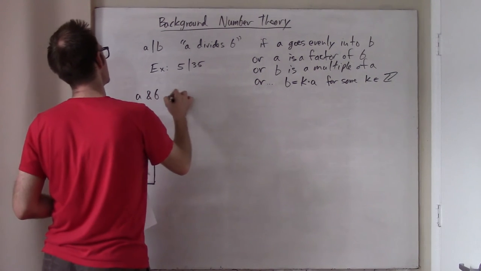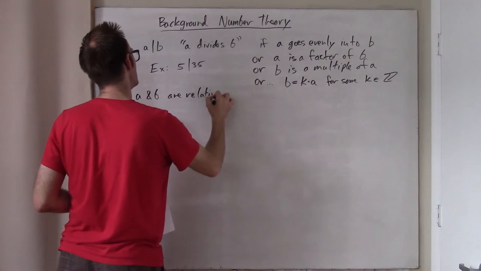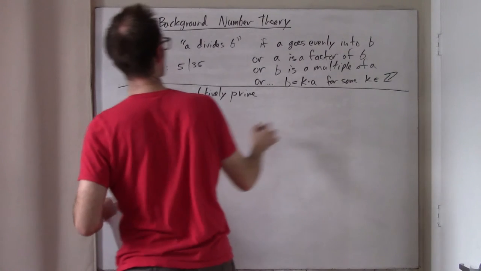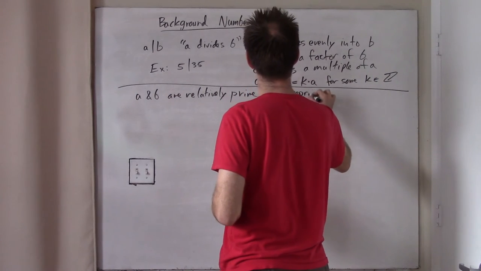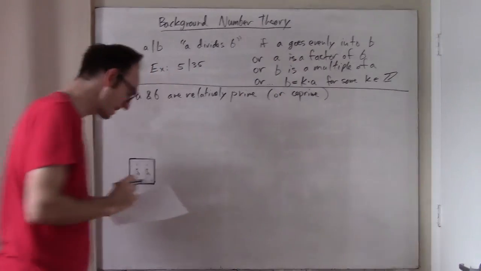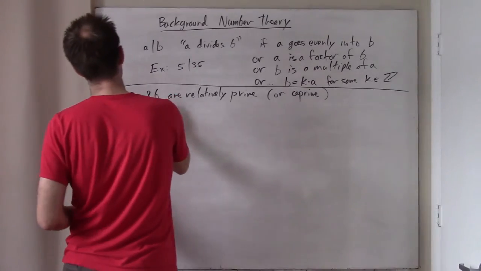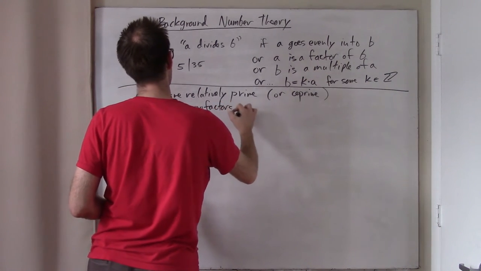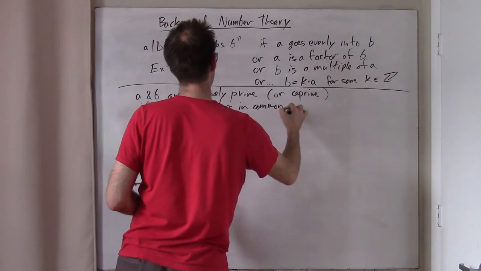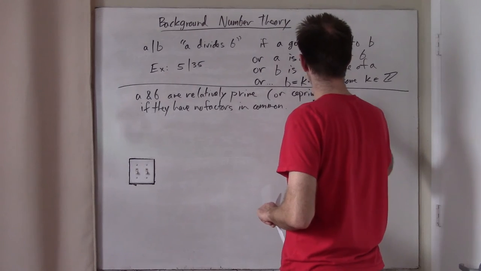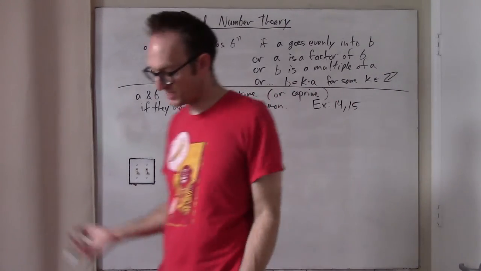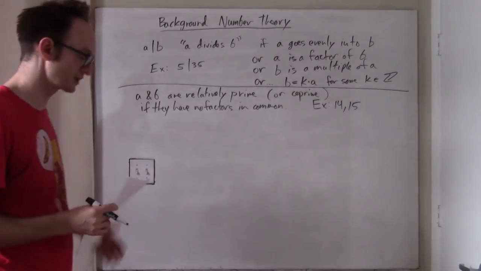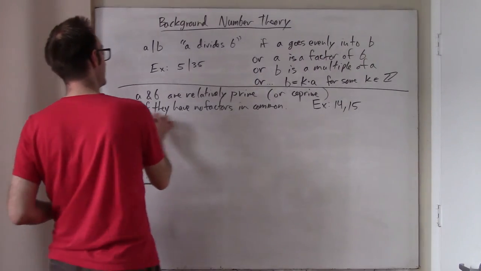Okay, so with that little bit of notation, there's more. A and B are relatively prime, also called coprime, if they have no factors in common. Example? Take 14 and 15. Neither of those numbers is prime, but 14 is 2 times 7 and 15 is 3 times 5, so they have no factors in common.